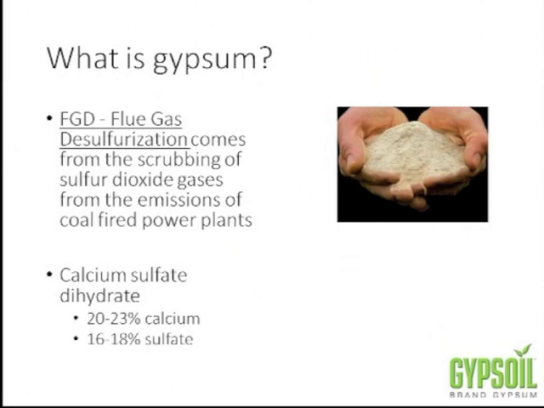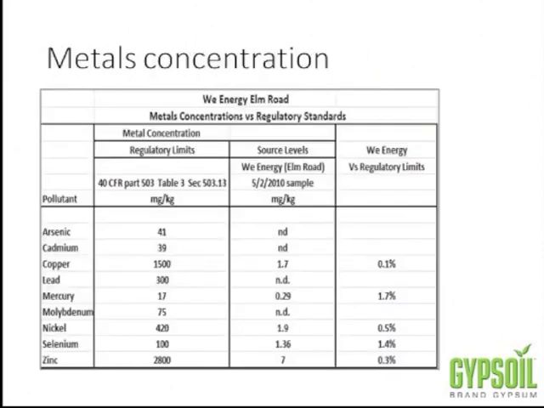Flue gas desulfurization is where we're scrubbing the sulfur dioxide gases from the emissions that come from coal-fired power plants. With the Clean Air Act of 1991, we have EPA mandates, so we have to have that done. When we're done with that, we create what we call calcium sulfite dihydrate, which ends up being about 20 to 23% calcium and about 16 to 18% sulfate. It's an extremely clean product because the ash part of burning coal goes to the bottom, and this is the clean part of the coal that's going out. So we're able to create a product that's extremely clean.